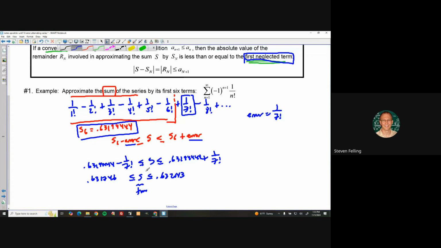this series is somewhere between 0.631746 and 0.632143. That's actually what this question is asking me to do, to use this theorem about the fact that the error is no more than the first term you didn't include, above or below the actual amount that you found from the truncated sum. So that's the first example, and that's how we would do a problem that is worded that way.